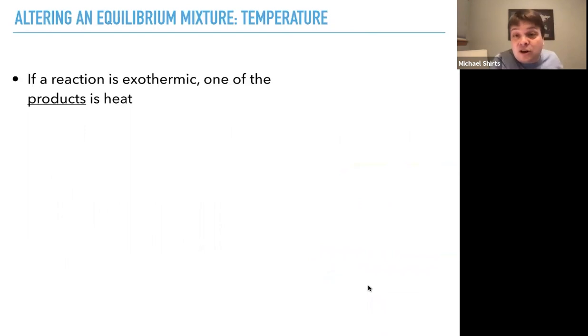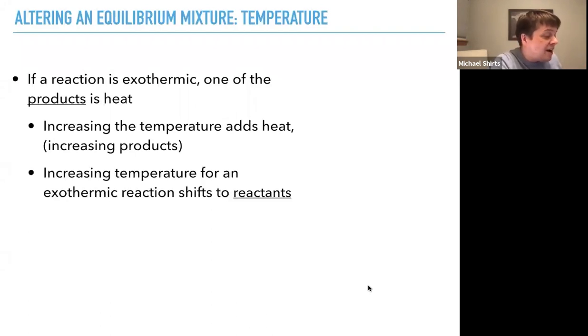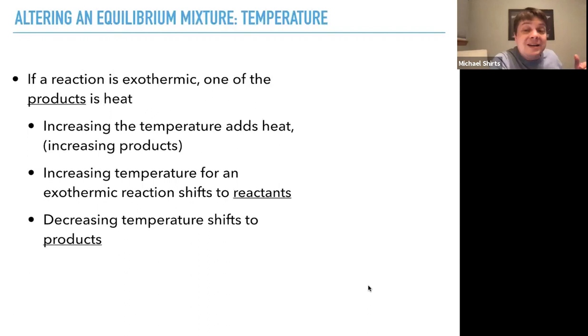What about if it's exothermic? Then one of the products is heat. An exothermic reaction produces heat instead of taking it as an input to make it happen. So increasing the temperature adds heat, which increases products, which means that increasing the temperature for an exothermic reaction shifts it to reactants. Decreasing the temperature would shift it to products.